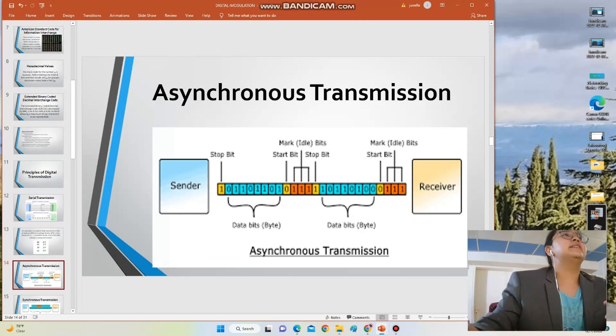So this is the asynchronous transmission. We have a sender and receiver. This is the stop bit and start bit: start bit, stop bit, start bit, and this is the data bits. So this is the asynchronous transmission.